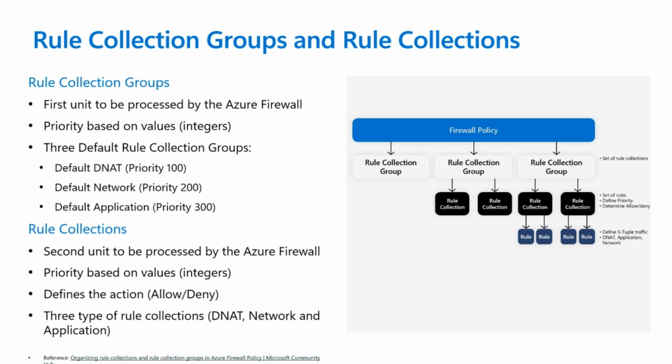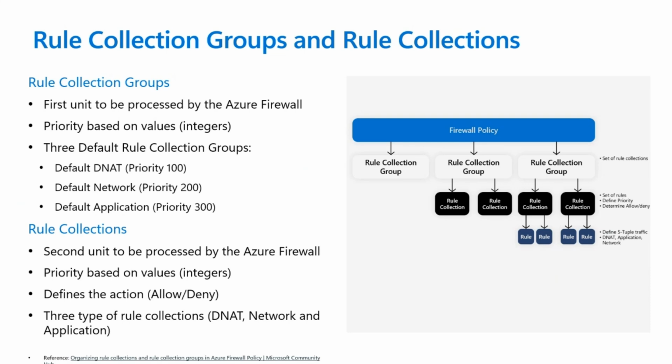One thing to mention is that a rule collection group is the first unit to be processed by the Azure Firewall, and then it follows a priority order based on the value. So when you create these rule collection groups, you need to define a priority for each one of them. And then within the rule collection groups, you will create rule collections.